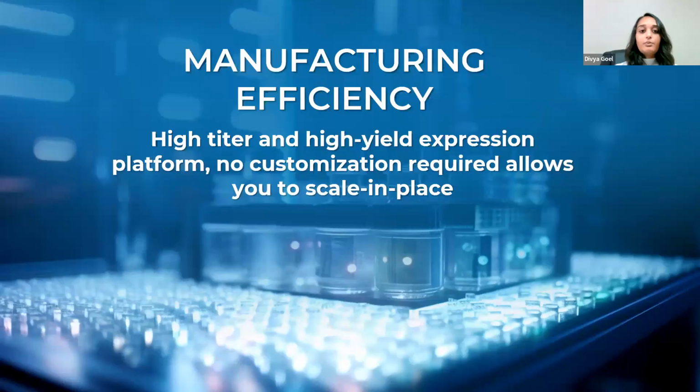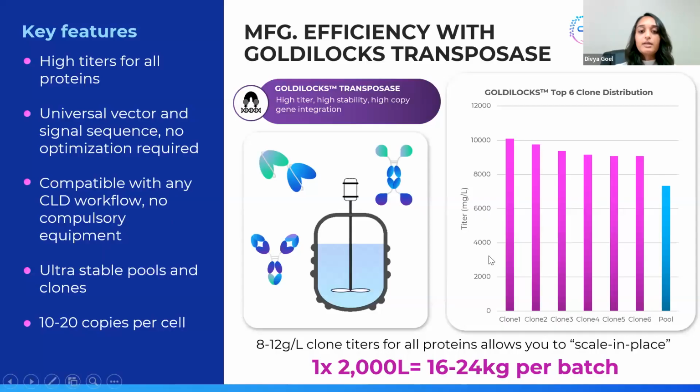The next challenge that we wanted to address from the biotherapeutic workflow was manufacturing efficiency. We've addressed that using our Goldilocks transposase technology in conjunction with the SuperCell platform. A key feature of our Goldilocks technology is that we're able to achieve high titers for all proteins. We are able to use a universal vector and signal sequence, so there's no optimization required at the start of the program. We just take the amino acid sequence, clone it into our vector, and express the protein of interest with the Goldilocks transposase, create pools, and there's no optimization required.